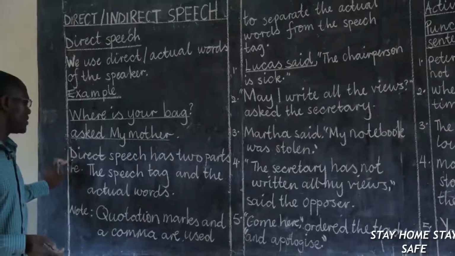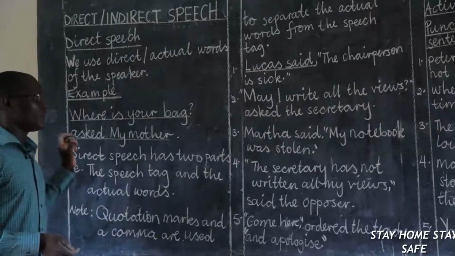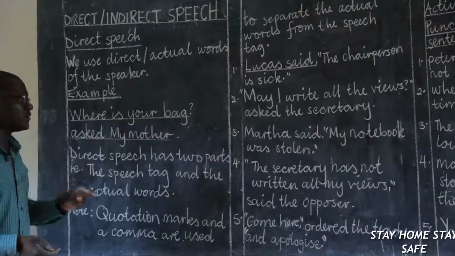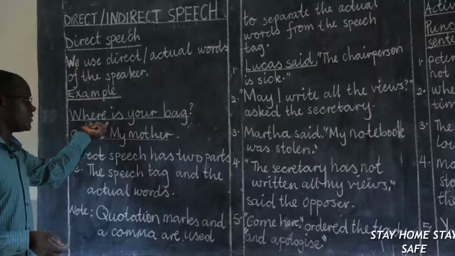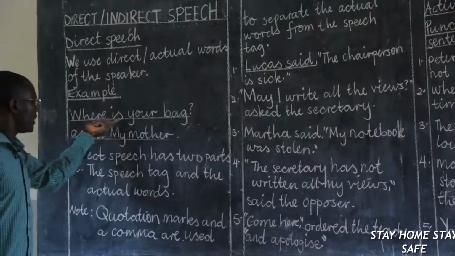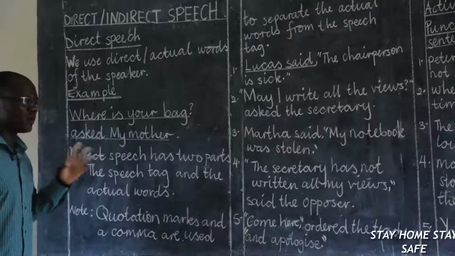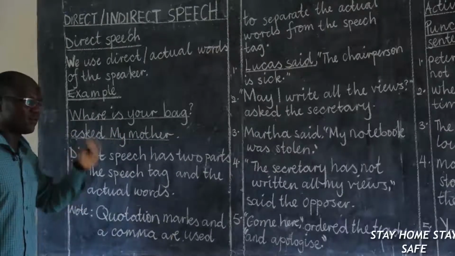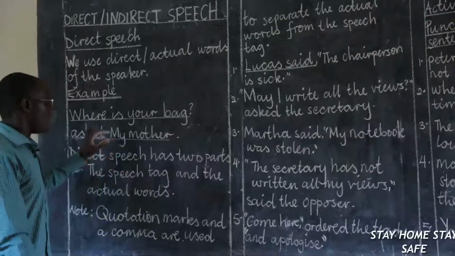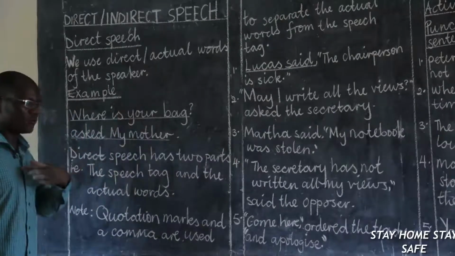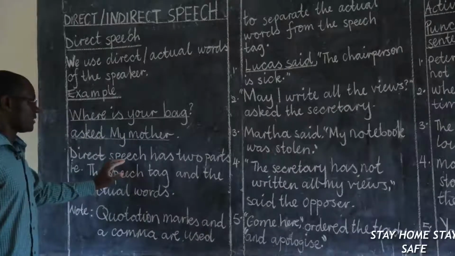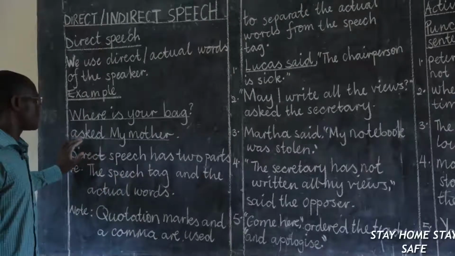In direct speech, we look at two parts majorly, as I have told you, the real words someone has used. Where is your bag? These are not my words. They are my mother's words. Then, asked my mother. Now, these ones become my own words. I'm using my own words. So those are the two parts that we look at in the direct speech.